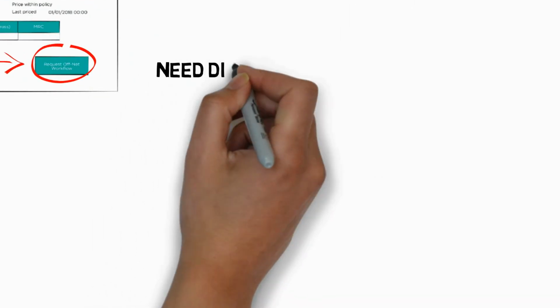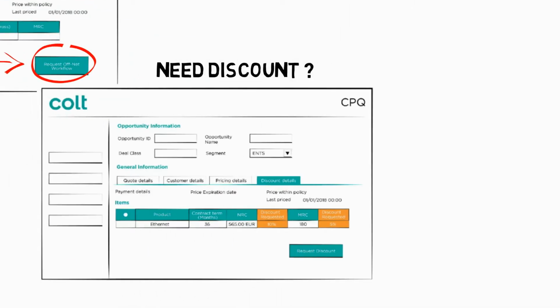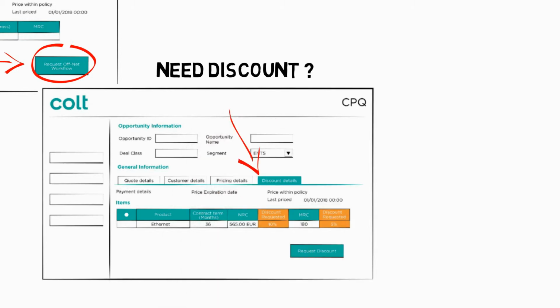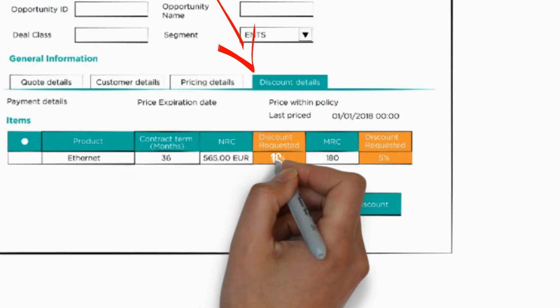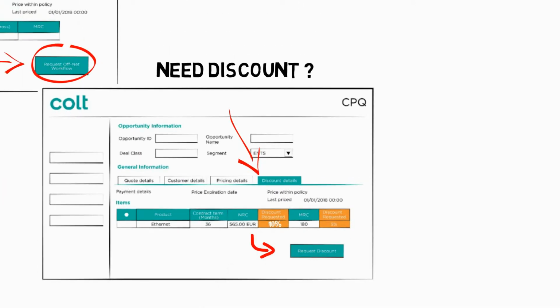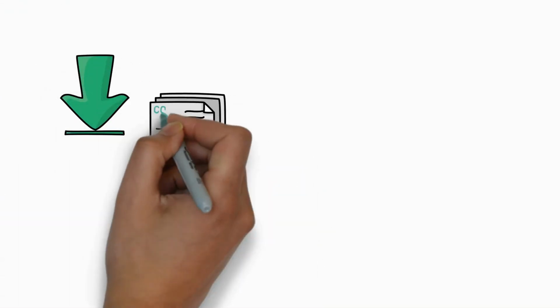Also, if you need to request a discount on your quote, CPQ will provide the right control processes to manage the governance process. Just enter the discount required, and CPQ will send a request off to the right approvers. Finally, download your quote and send it to your customer for negotiations.